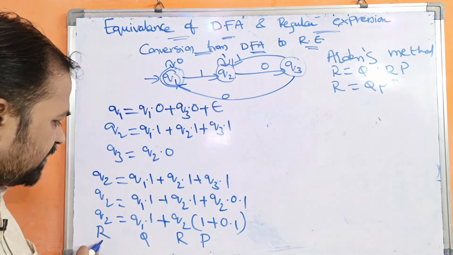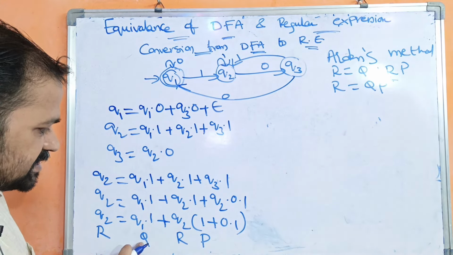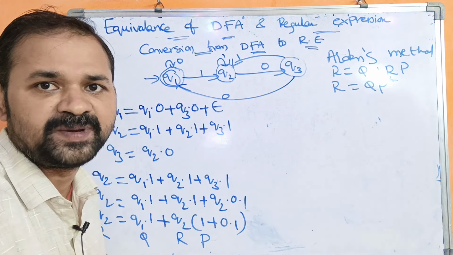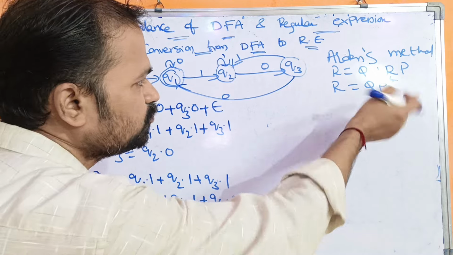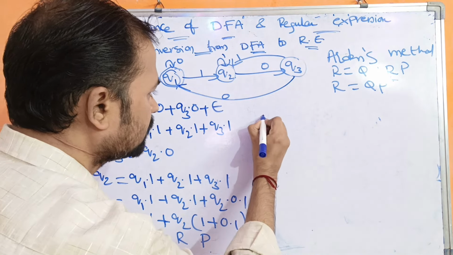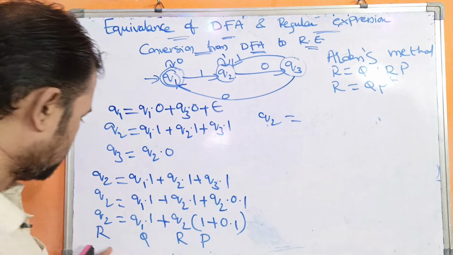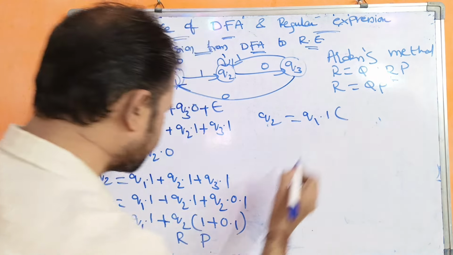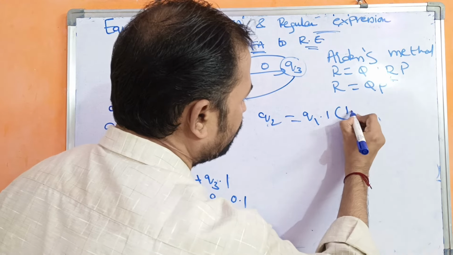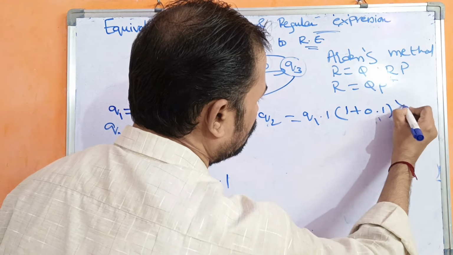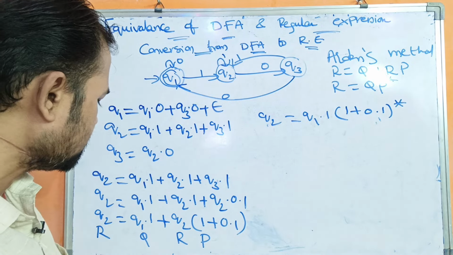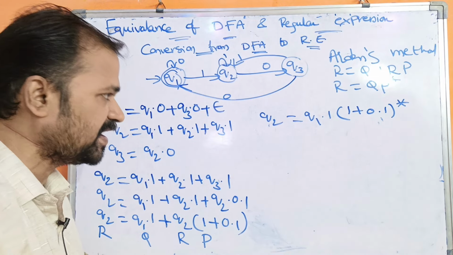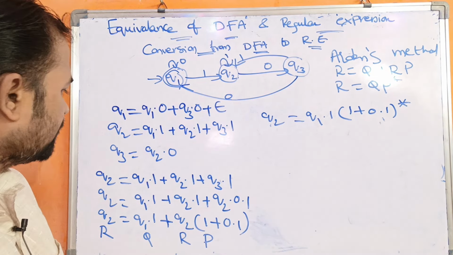Here R means Q2, this is Q, and this is P. So we can simplify as R is equal to QP star. What is R? Q2. What is Q? Q1 into 1. What is P? 1 plus 0 1, whole star. So Q2 is equal to Q1 into 1 times (1 plus 0 1) star. So we got the Q2 value now.